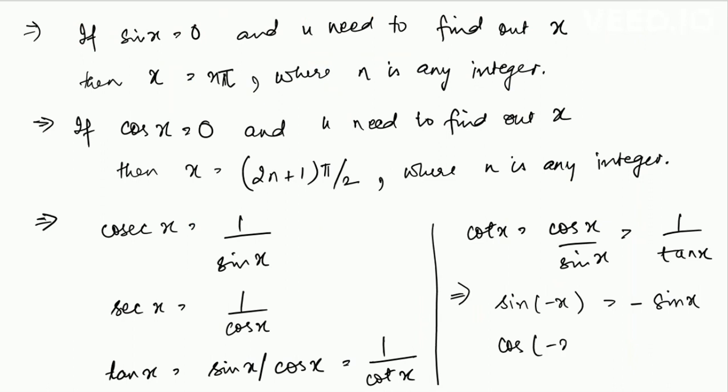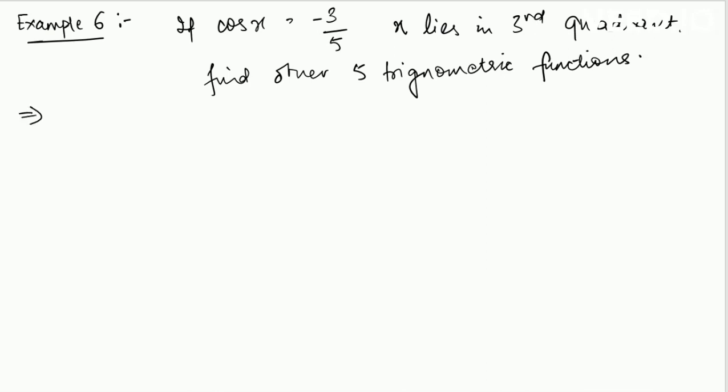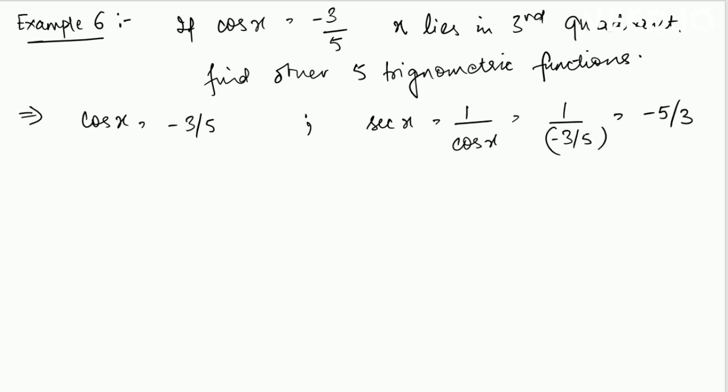So another formula which I forgot earlier: sine of minus x is minus sin x and cos of minus x is cos x. So if you find an angle which is negative, then you can directly take the negative sign out of the sine. This will be more clear in the examples and the questions. So in example number 6, it is given cos x is minus 3 by 5 and the x angle lies in the third quadrant. So find out the other trigonometric functions.